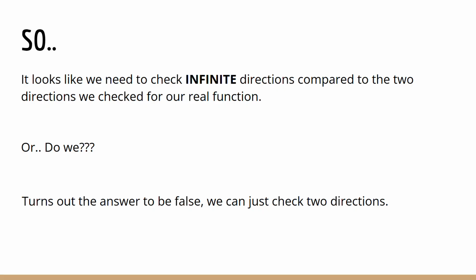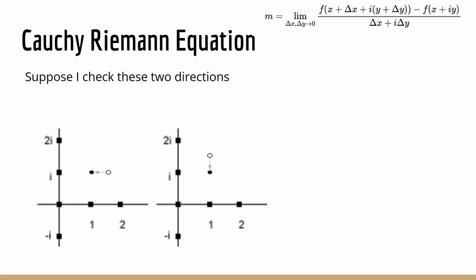So, well, it looks like we need to check. To conclude if a function is differentiable at a point, complex differentiable at a point or not, it looks like we have to check all directions. But it turns out we don't. We actually do not need to. And to prove that we don't, I'm going to derive the Cauchy-Riemann equation.